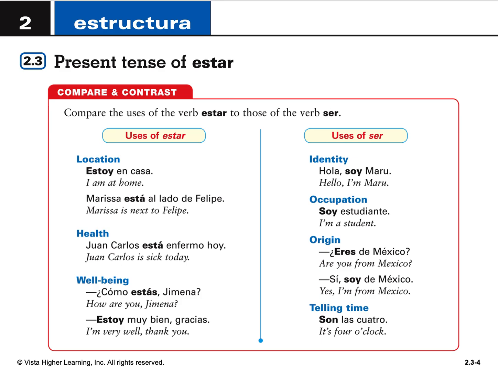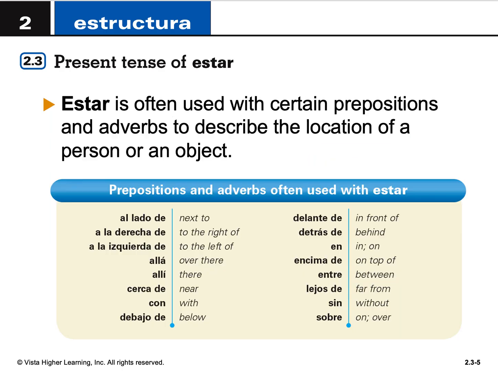It is also for health, so how you feel. It is also for well-being when you're inquiring how somebody else is doing. Ser would be your identity, so your name, your occupation, your origin, and telling time. So one of the things we like to say is that estar is more of a temporary state because where you're located is temporary. How you feel is temporary because it changes in the short term. Whereas ser is for things that are long term. You can't really alter your identity. Your occupation happens over the long term, and your origin, again, is a long-term idea.